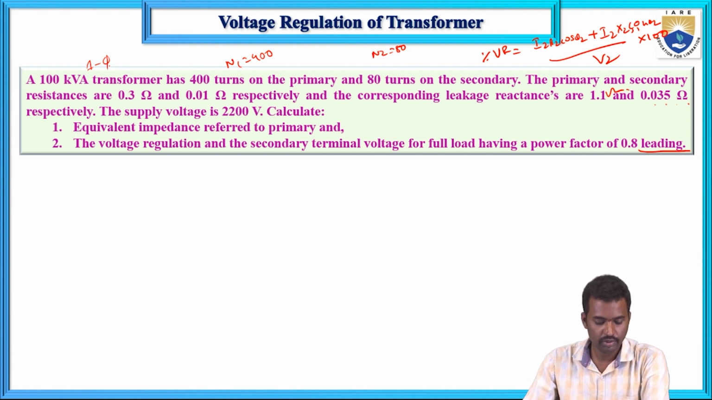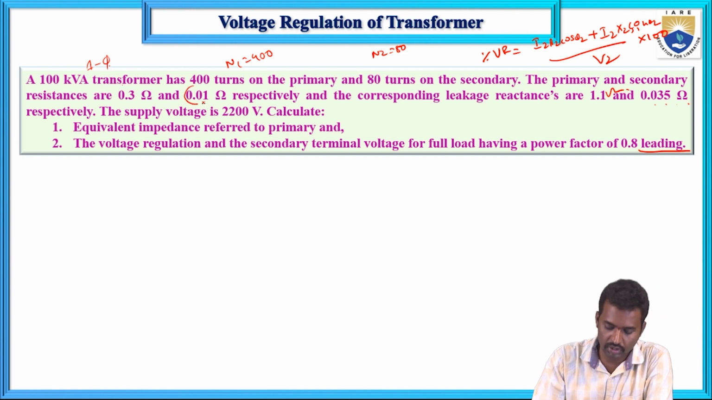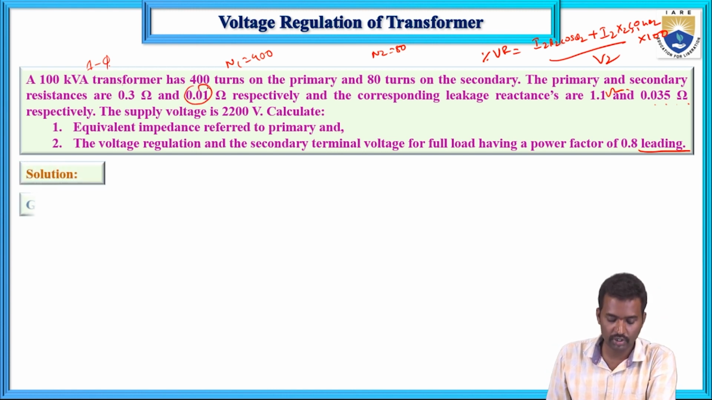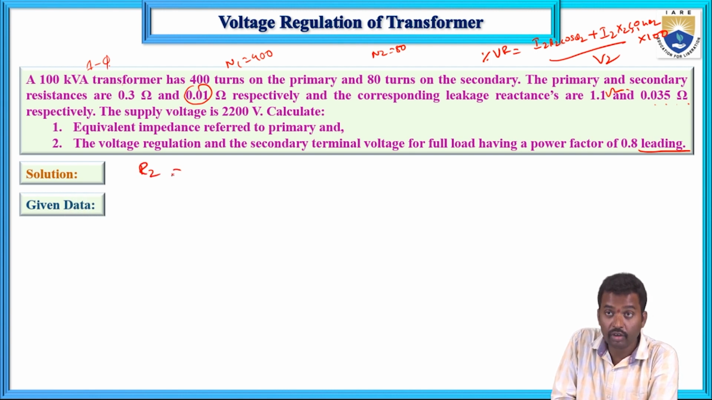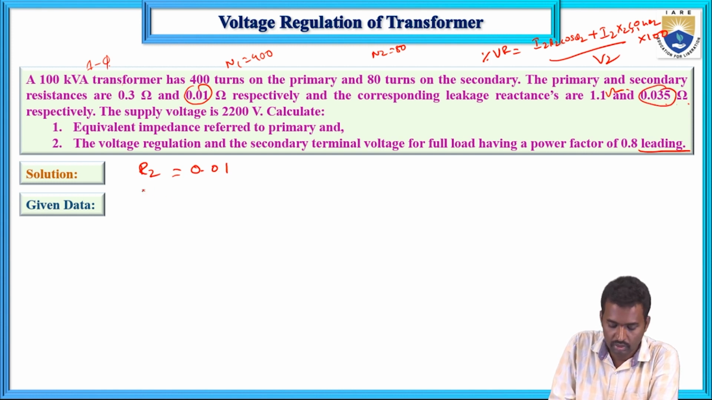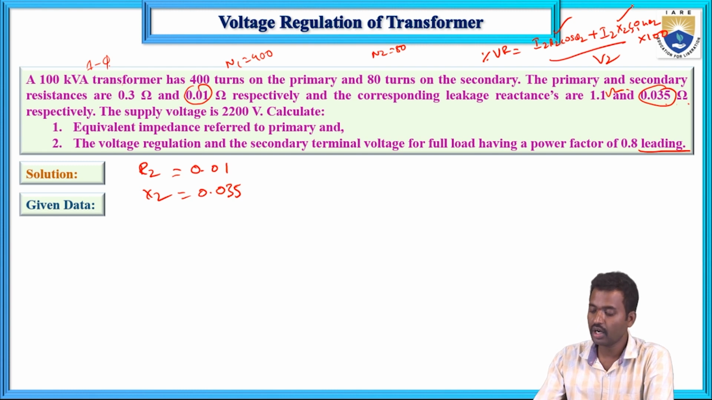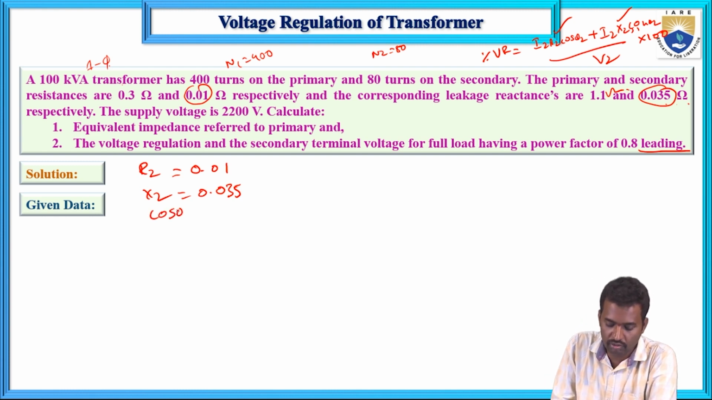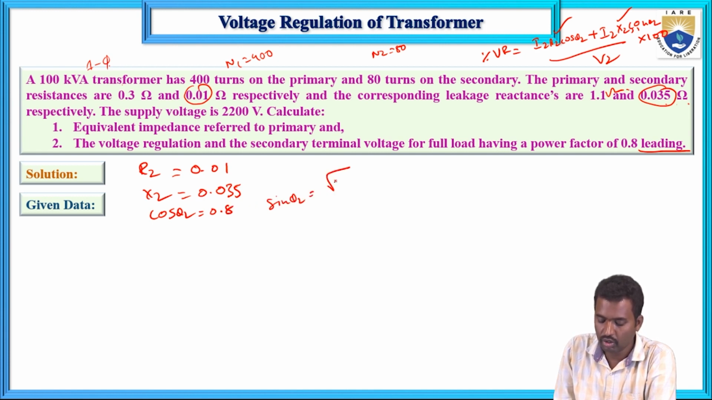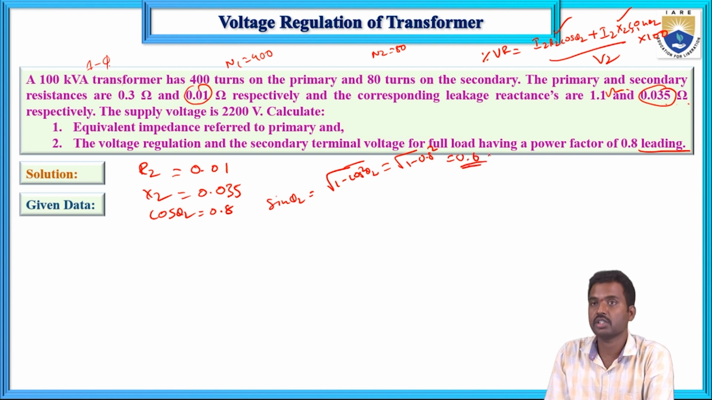So now, what are the parameters we need? R2 and X2. Given data first, solution for this: R2 equals 0.01 and X2 equals 0.035. So these two are okay. I2 you calculate. And cos phi 2 equals 0.8, and from this sin phi 2 equals the square root of 1 minus cos squared phi 2, that equals the square root of 1 minus 0.8 squared, which equals 0.6.